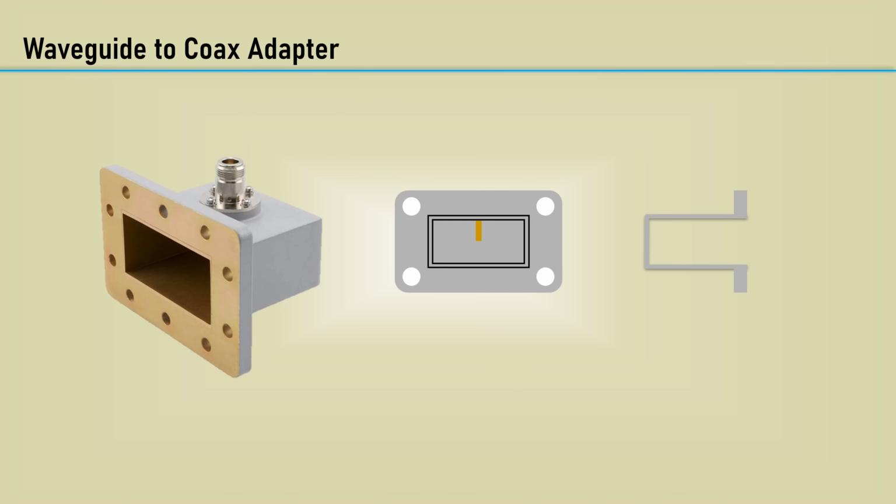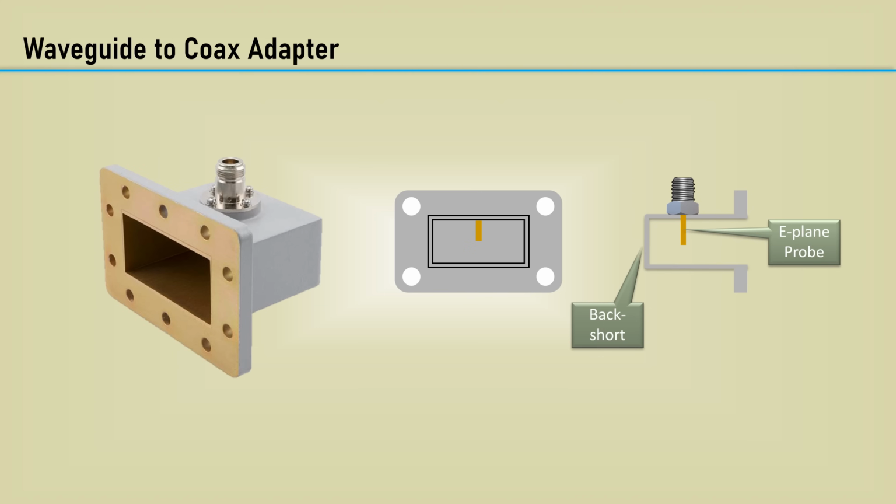There must be a way to get a signal to and from a waveguide using a cable. This device is called a waveguide to coax adapter. The coax connector extends the center conductor down into the waveguide from the broad wall. This acts as an E-plane probe.